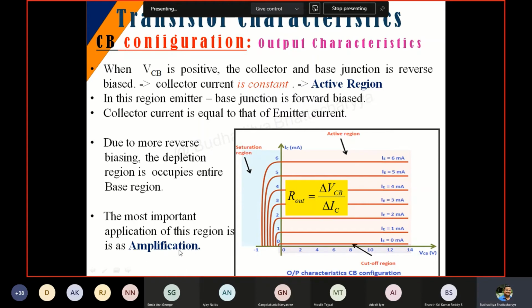Whenever, especially with the CE configuration, you will observe that CE is the best suited configuration. I told you that it is the most commonly used configuration of all, and in that, as you can observe, the active region gives good amplification, because at that period you will get a very good beta value, and if you get a very good value of beta, the current gain will be very high. So if you give a small input current, the output current will be magnified. That is why we want to keep it in the active region.